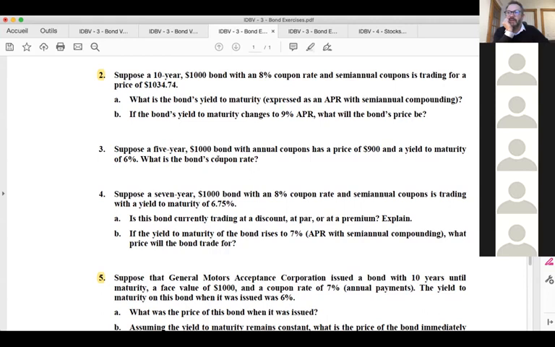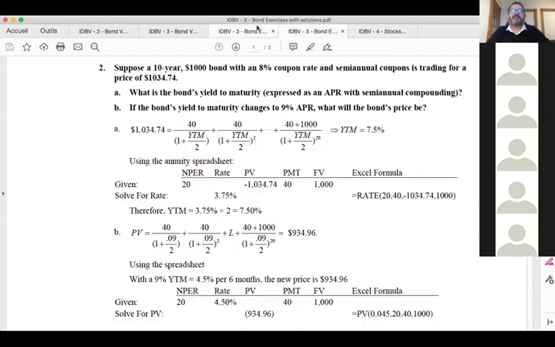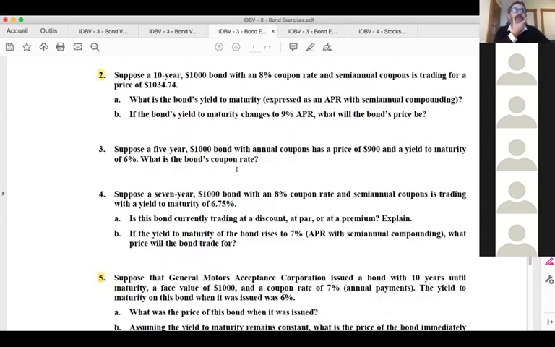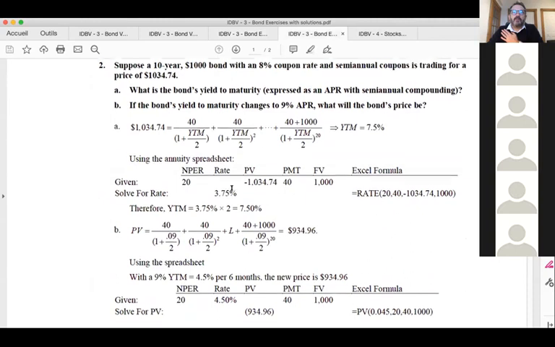Yes, so I think 3.75 is correct. That's correct, Trang. 7.5 for the annual. Yeah, 3.75 is correct as well. Do not forget to multiply that by 2 to find the annual. And 8B for Kien, you have 934. Yeah, that's correct.